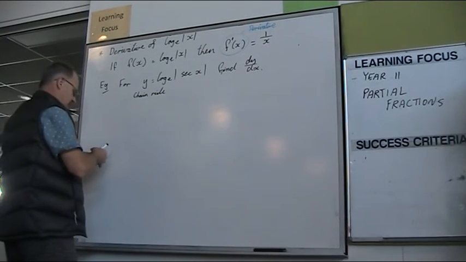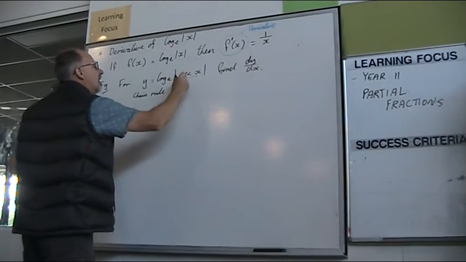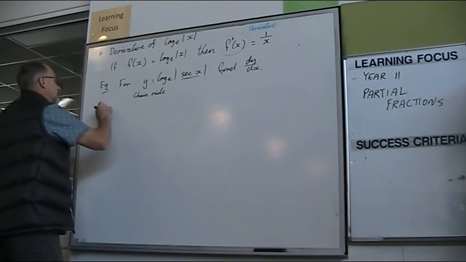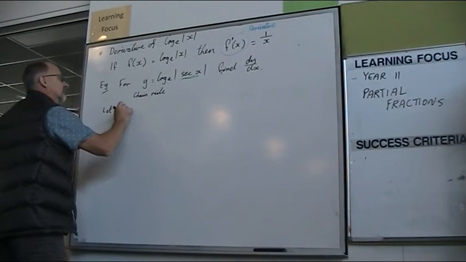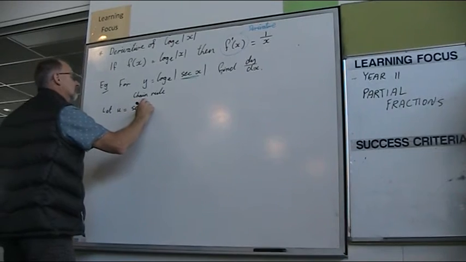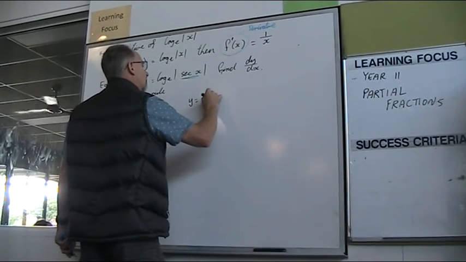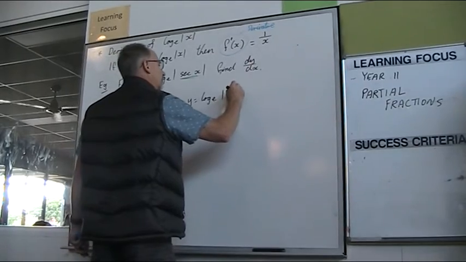And so, yeah, the bit that's on the inside is our u. And y would be log to the base e, the magnitude of u.